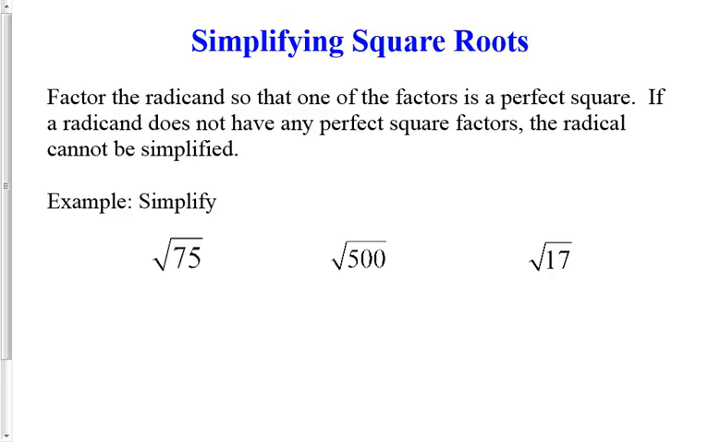Now let's simplify square roots. Factor the radicand so that one of the factors is a perfect square. If a radicand does not have any perfect square factors, the radical cannot be simplified. Let's start by attempting to simplify square root of 75.